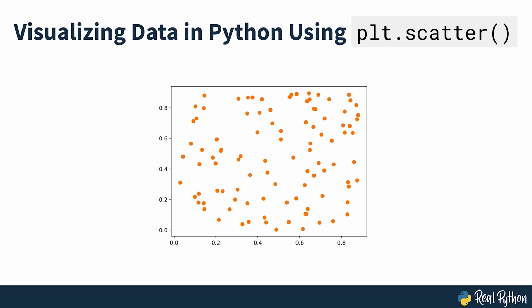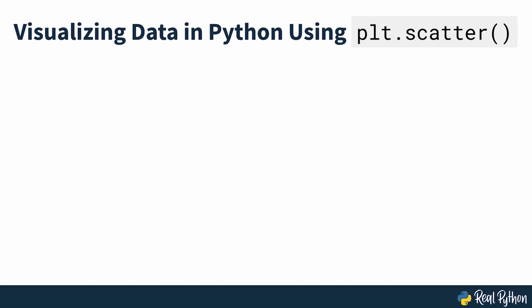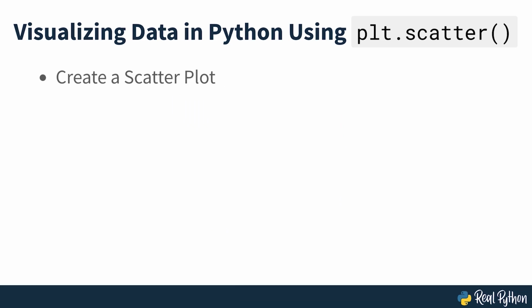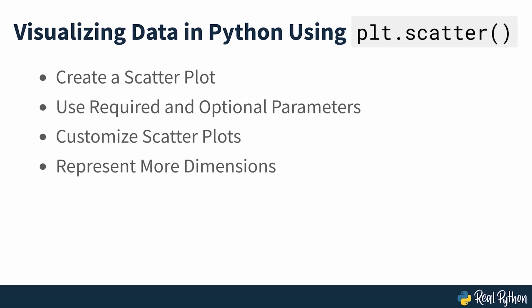Matplotlib provides a very versatile tool called plt.scatter that allows you to create both basic and more complex scatter plots. In this course, you'll walk through several examples that will show you how to use the function effectively. You'll learn how to create a scatter plot using plt.scatter, use the required and optional input parameters, customize scatter plots for basic and more advanced plots, and represent more than 2 dimensions on a scatter plot.